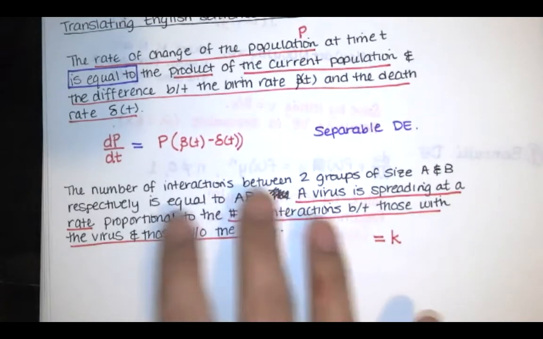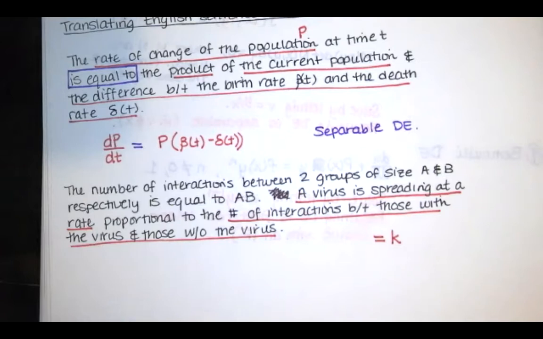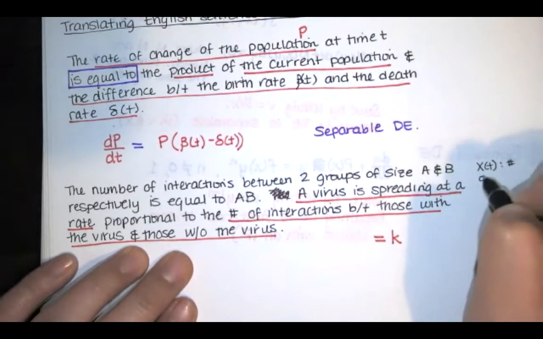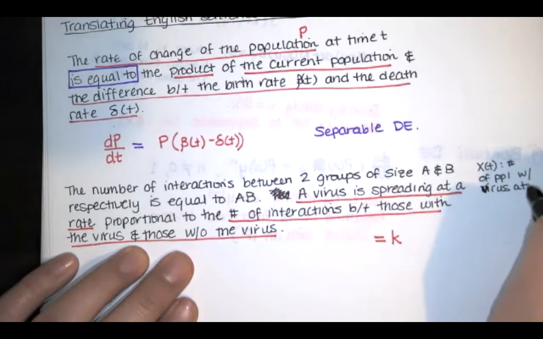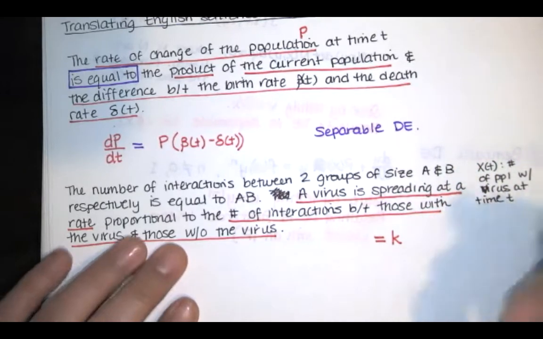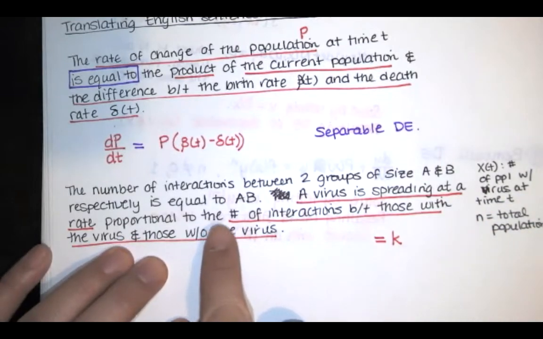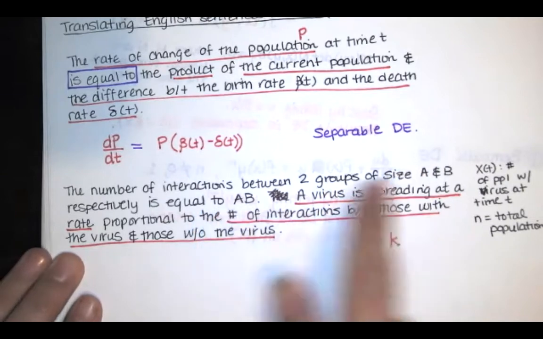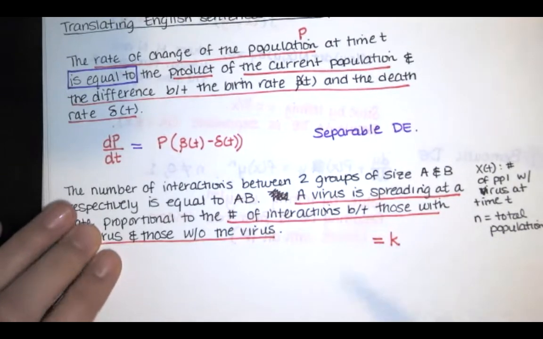Okay, now we have more information here too. I need to express this number of interactions between those with the virus and those without the virus algebraically, but I need some variables. Let's say that X is the number of people with the virus at time t. And let's say that the total population is N. Well, if the number of interactions between those with the virus and without the virus is the product of the number of people with the virus and the number of people without the virus, I can use that to write down the right-hand side of this differential equation.